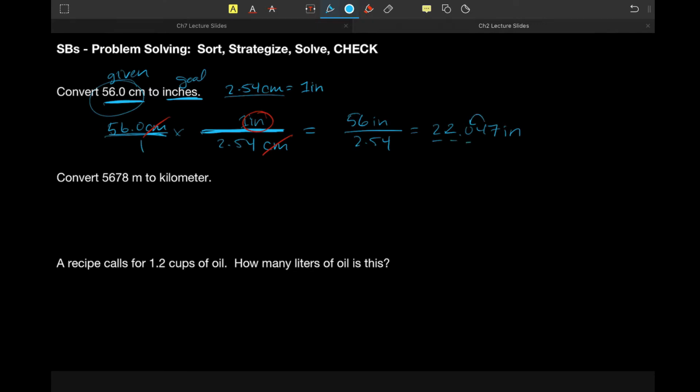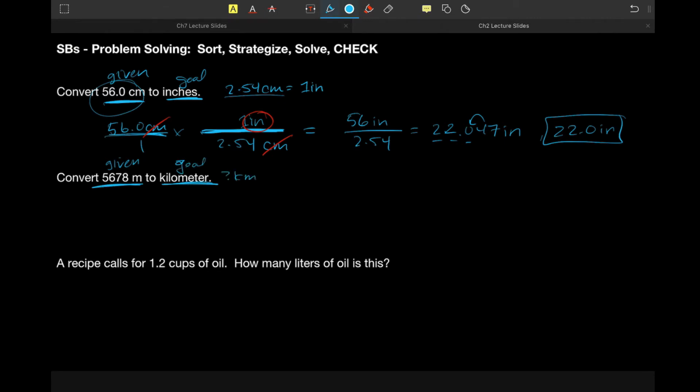That 4 does not round that up, which means my final answer is going to be 22.0 inches. Yes? All right. Next up, we have this many meters, so this is our given. And it says we'd like to convert to kilometers, so this is our goal. It is how many kilometers, okay?